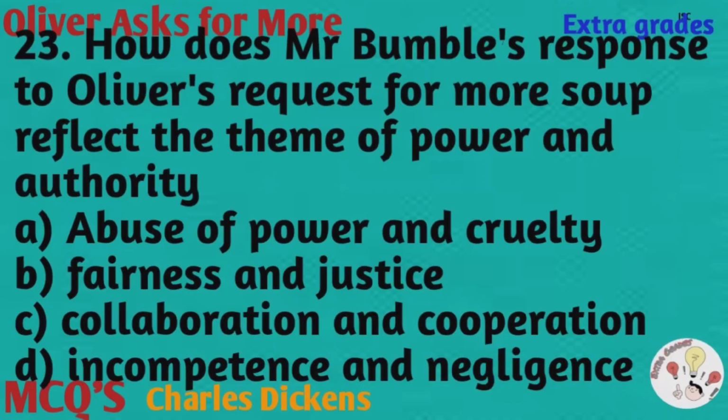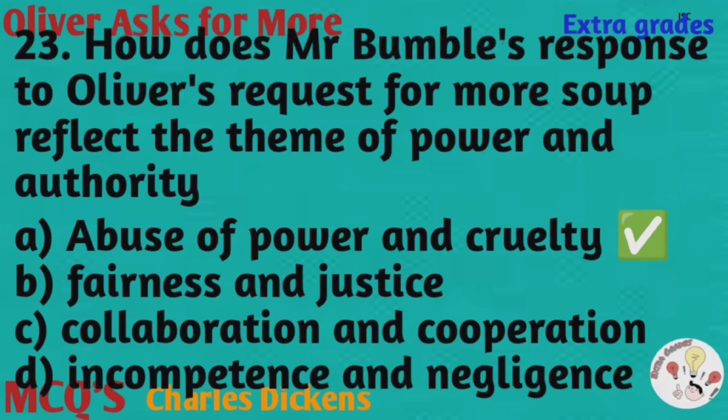Question number 23. How does Mr. Bumble's response to Oliver's request for more soup reflect the theme of power and authority? And the options are A, abuse of power and cruelty, B, fairness and justice, C, collaborations and cooperations, D, incompetence and negligence. And the correct option is A, abuse of power and cruelty.